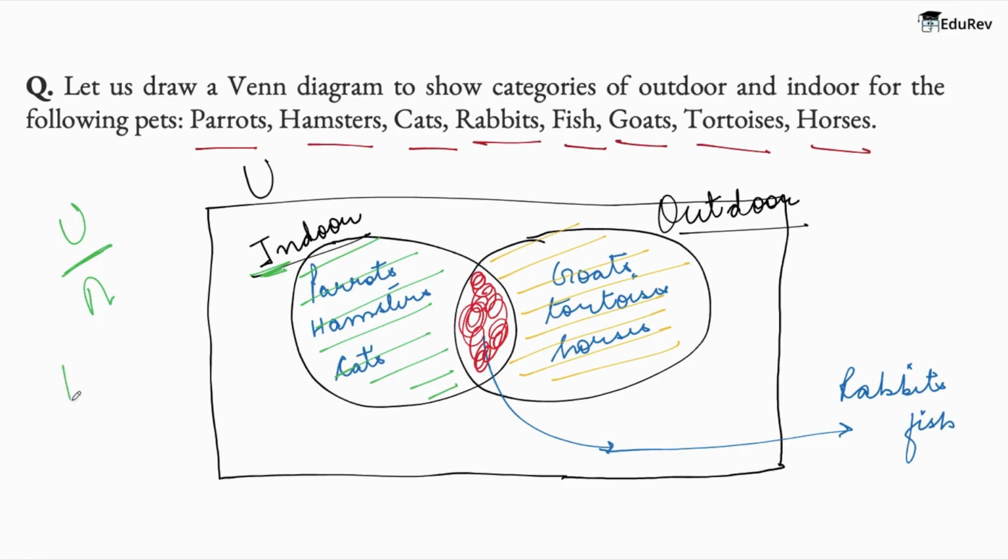And similarly, if I want to do the difference of A and B, it will be the animals which are only present in your A, that is parrots, hamsters and cats. Similarly, the difference of B and A will be the elements, or you can say the animals, which are only present in your B and not in your A, which are your goats, your tortoise and your horses. So now I hope you have understood the topics and the way we can draw the Venn diagram, what are the various parts of Venn diagrams, how we can say that when one set is your subset or your universal set, what is union, what is intersection, what is complement, what is difference, so all the operations. So now let's move forward and solve a few questions.